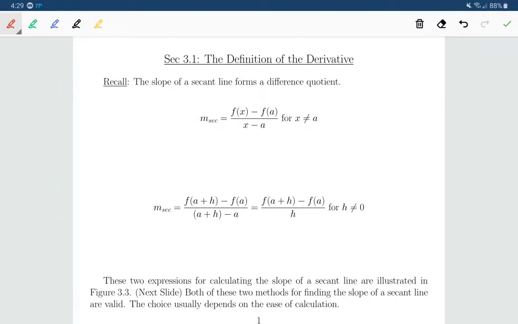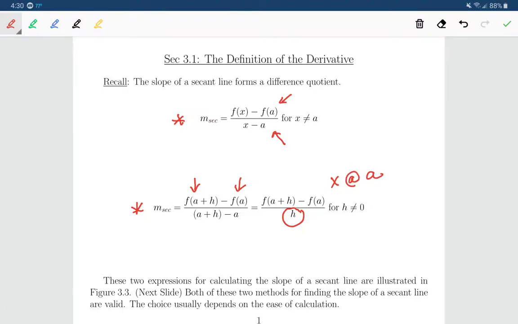Recall that the slope of the secant lines form a difference quotient, and we have two different formulas, just changing out the variables. One is the slope of the secant lines are f of x minus f of a over x minus a, or we could do it using the formula f of a plus h minus f of a divided by a plus h minus a, which just simplifies to h. Here we don't want h to equal 0, and this is for some value of x at a.